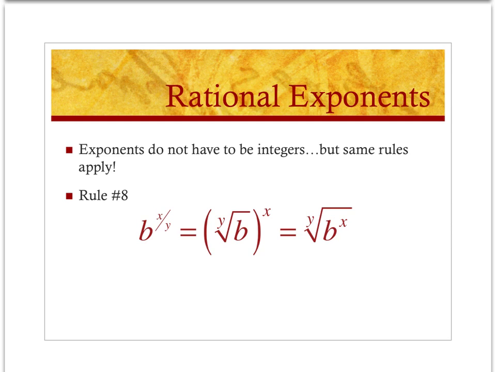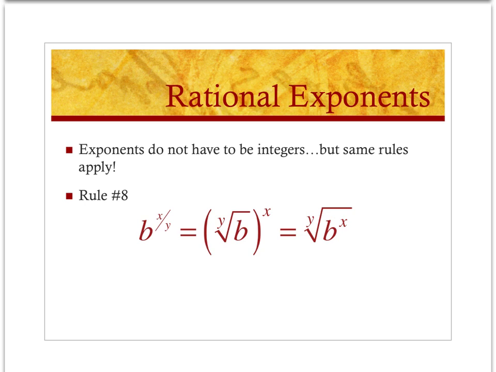So far we've only seen integers as exponents. You can see here already that we have a fraction as an exponent. The first 7 rules can still be applied when there are rational exponents or fractions, but this video we're just going to discuss how rule number 8 works and how you can manipulate it.